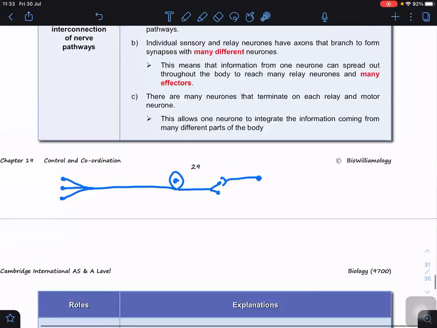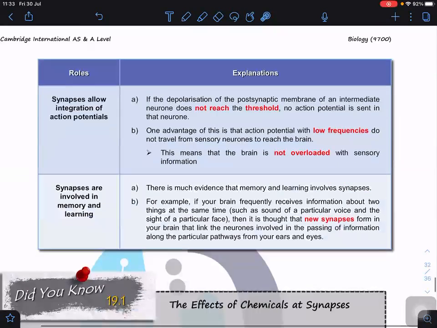Stimulate. Therefore, our synapses allow the integration of action potentials so that your brain won't be overloaded with sensory information. Are you clear? Some low frequency signals do not travel from a sensory neuron to reach the brain, so you won't overwhelm your brain. And synapses are also involved in memory and learning. This is particularly true.